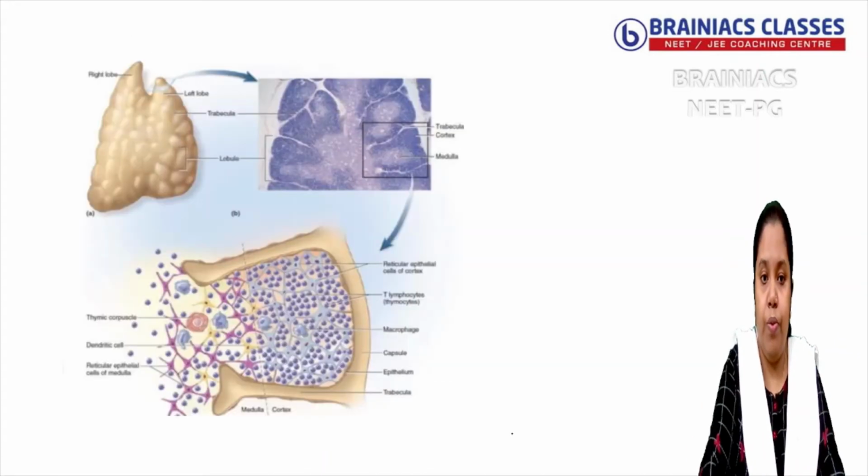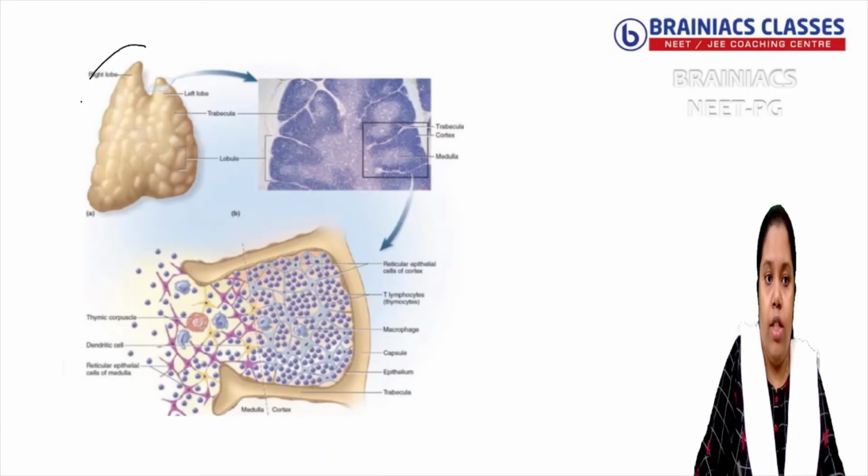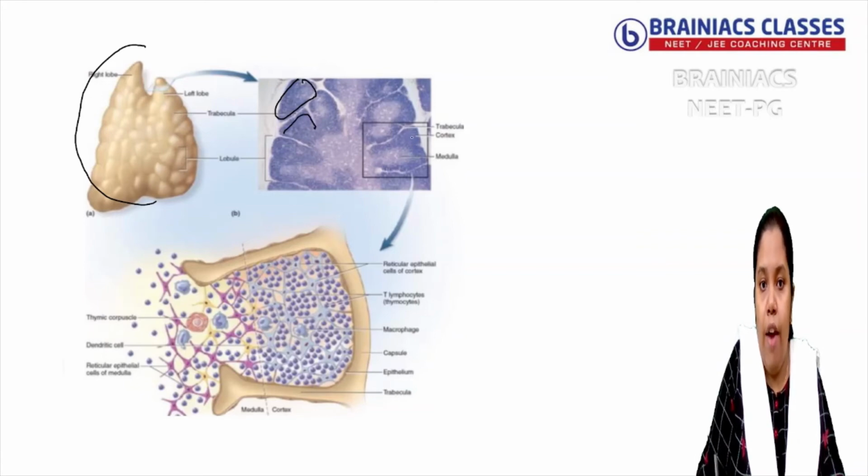I'll show you. Can you see here? This is the thymus, and the lymphoid tissues are arranged in the form of follicles. Each follicle has its own cortex and medulla. You can also see the trabecular septum, which extends into the thymus from the capsule.